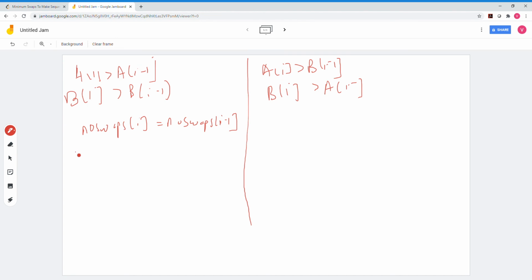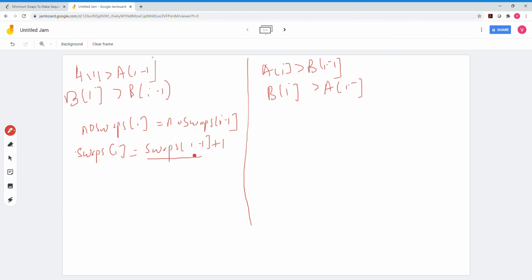And if at all we swap at the i minus 1 position, we have to swap at the ith position also. So swaps of i is nothing but swaps of i minus 1 plus 1. This one plus 1. Let me just explain this equation as it's a little tricky.